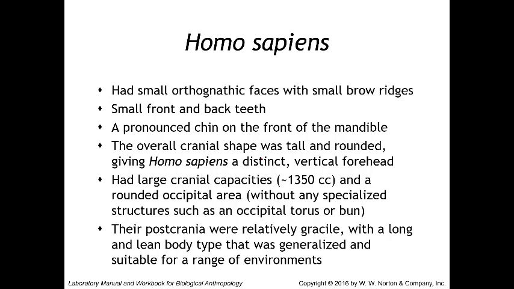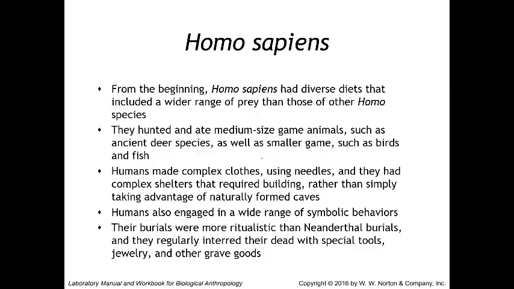Their postcrania were relatively gracile, with a long and lean body type that was generalized and suitable for a range of environments. From the beginning, Homo sapiens had diverse diets that included a wider range of prey than those of other Homo species. They hunted and ate medium-sized game animals such as ancient deer species, as well as smaller game such as birds and fish. Humans made complex clothes using needles, and they had complex shelters that required building rather than simply taking advantage of a naturally formed cave.